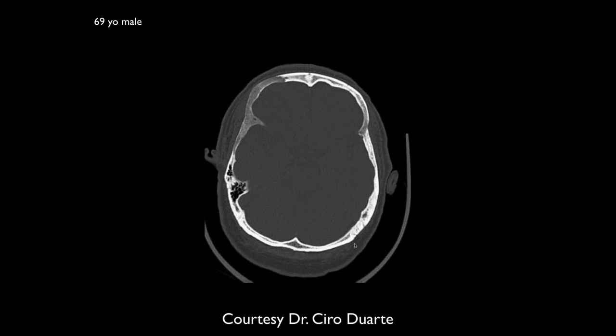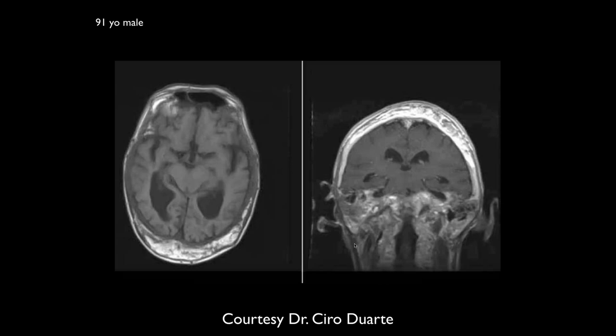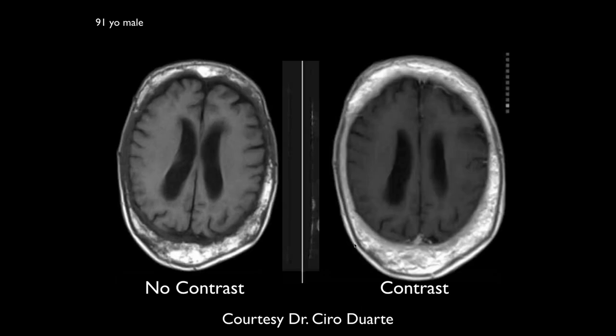Okay, that's a 69-year-old male. Here's an 80-year-old female. This also looks like fibrous dysplasia to me. Texture, architecture. Here's a 91-year-old male. It's posterior, much more diffuse. So this could be diffuse fibrous dysplasia, I guess. I mean, it looks benign anyway. Expansile, the cortex is intact, it looks like.